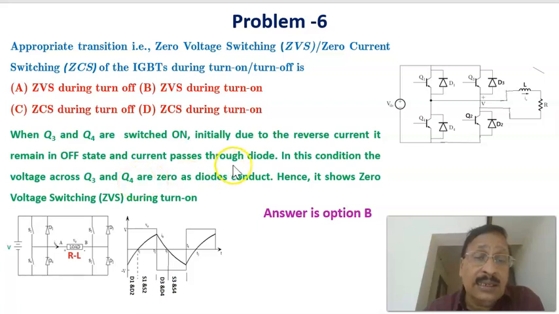Therefore, since the diodes are conducting, the voltage across Q3 and Q4 is zero as the diode conducts. Hence, it shows zero voltage switching during the on period. During the on period of the switch, since the diode was conducting previously, the voltage across the switch is zero. That is why zero voltage switching during the turn on process, option B, is correct.